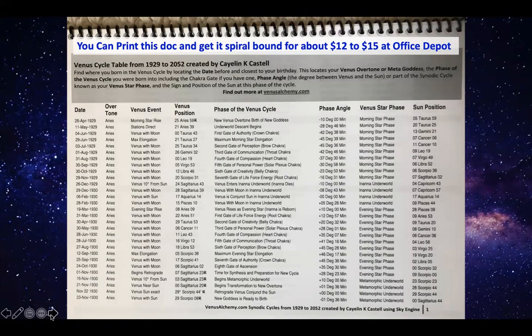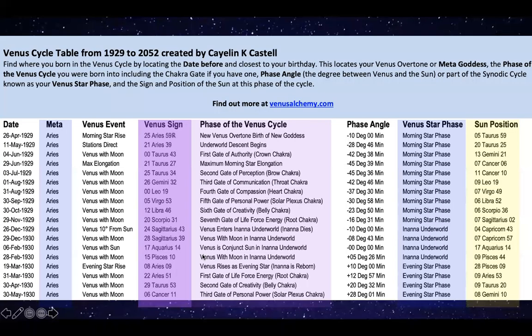So you're going to find that could be really useful because you can flip to any page to look up anybody's Venus signature, including your own. This table is from 1929 to 2052, and this is the first page, and it's really helping you to locate the meta goddess, the phase of the Venus cycle you were born into, including the chakra gate, if you have one. Not everybody has one. Also, what's the phase angle, meaning the number of degrees between Venus and the sun, and also what part of the synodic cycle or Venus star phase that you are born into.